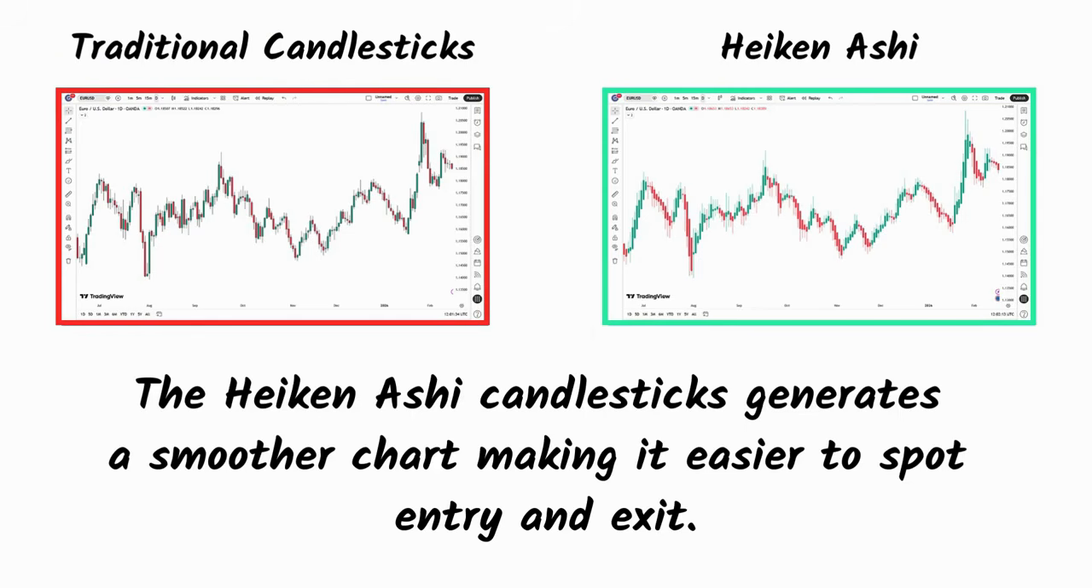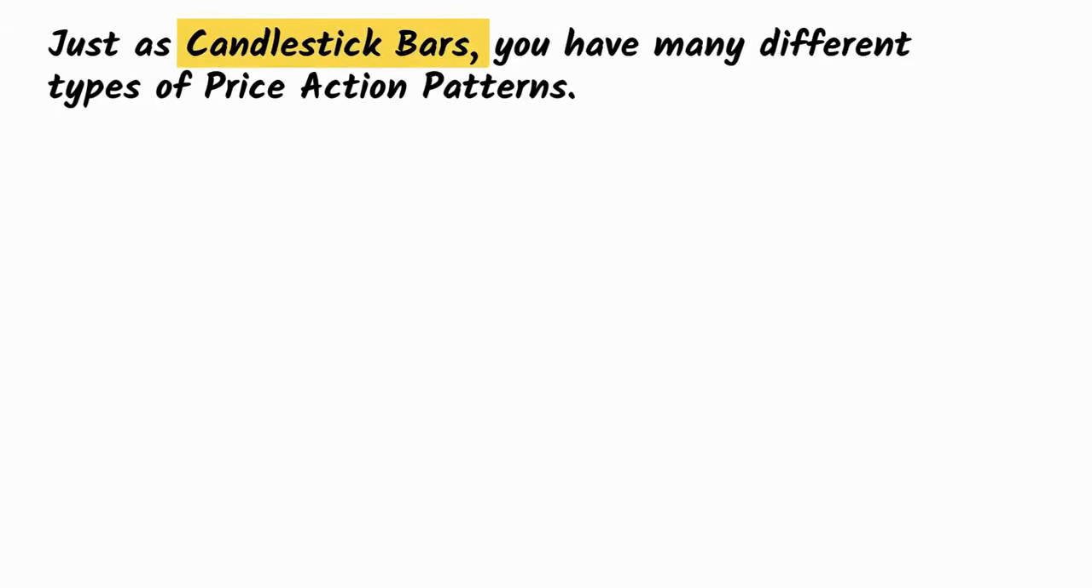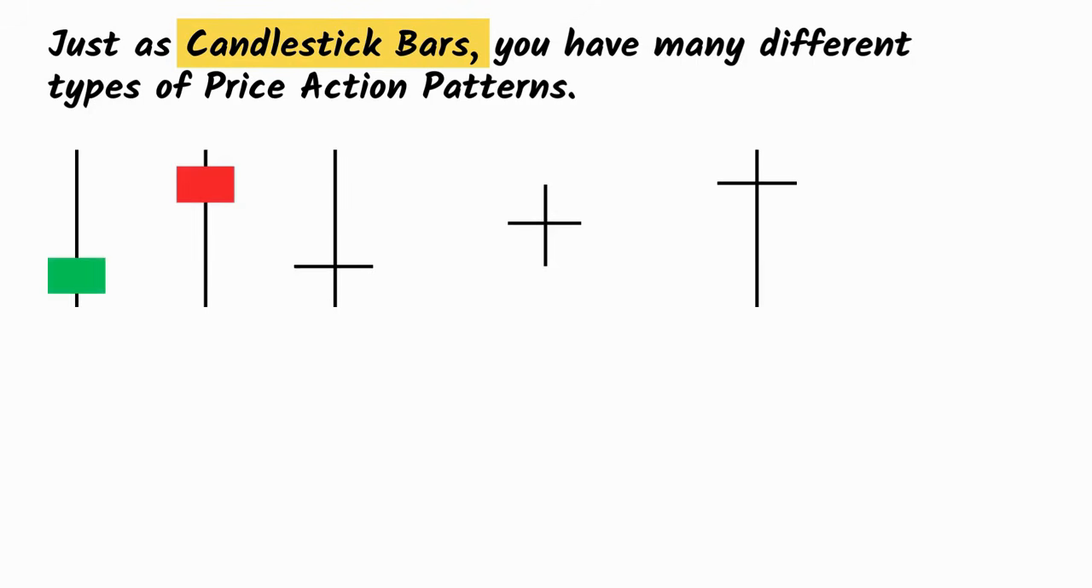Before we delve into the core concepts, you might be wondering why we should use Heiken Ashi bars for our trading. The simple answer is that it makes trade entry and exit decisions much simpler. Just look at these two charts, and you'll see the difference. Heiken Ashi generates a much smoother chart, making it much easier to spot trends and reversals, especially when compared to traditional candlestick bars.